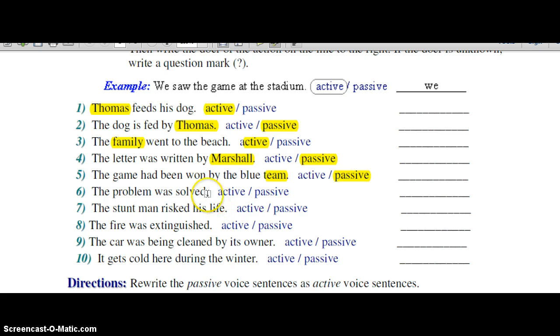So as of right now, the problem is not solving itself. So this is not truly a real subject, even though it's in that subject part of the sentence. So technically this one is going to be in passive voice, okay? And then I'm not going to underline or highlight a subject because there isn't, we don't know who the subject is in this case. Number 7, the stuntman risked his life.